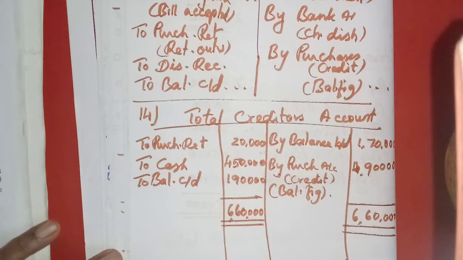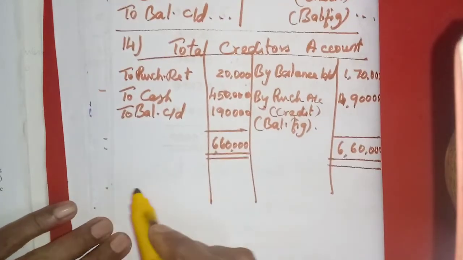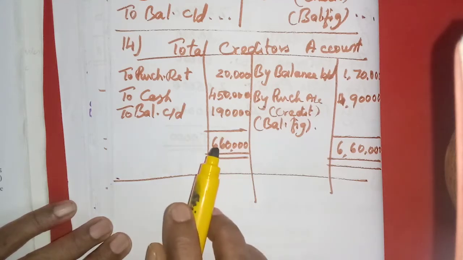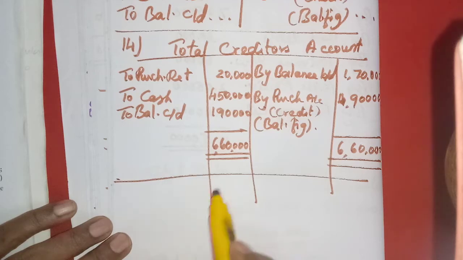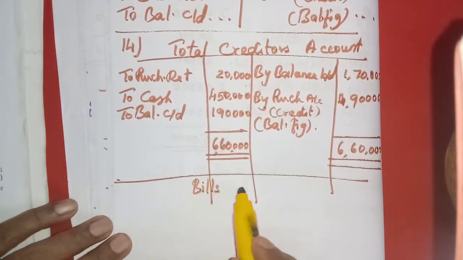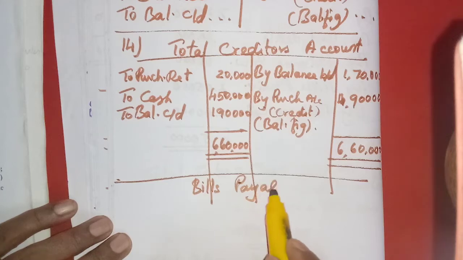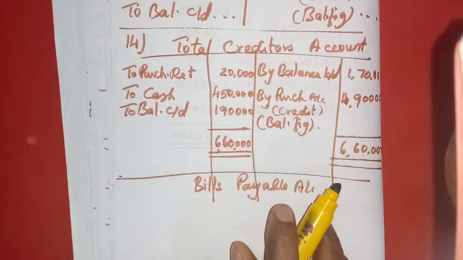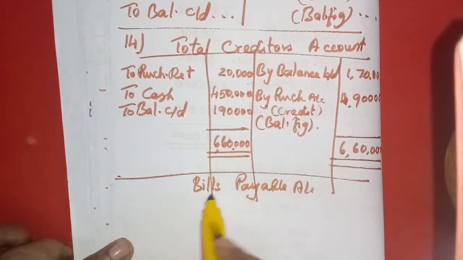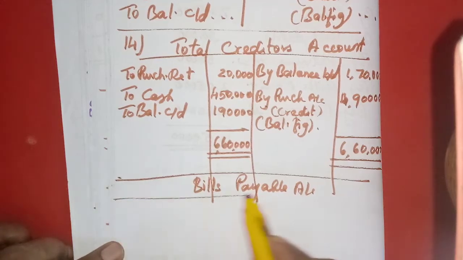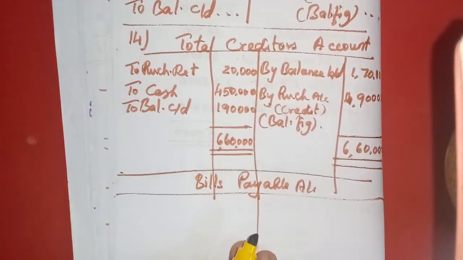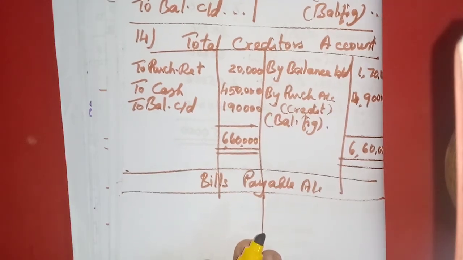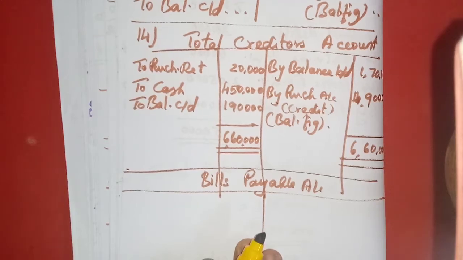Now you should know the next account. The next account is the total creditors account and bills payable account. Bills payable account. In the bills payable account also we have only 5 items. In the bills receivable what we have done now, the same way here also we have only 5 items. Bills payable account.